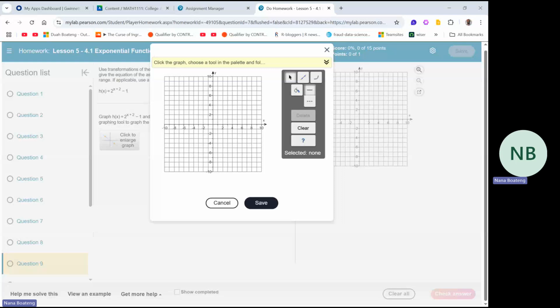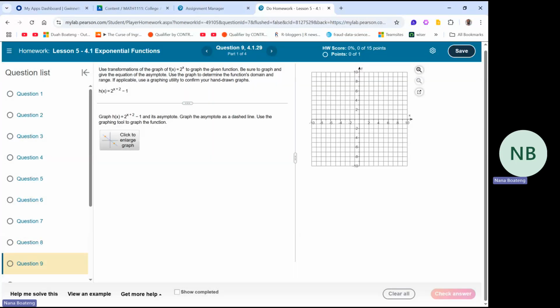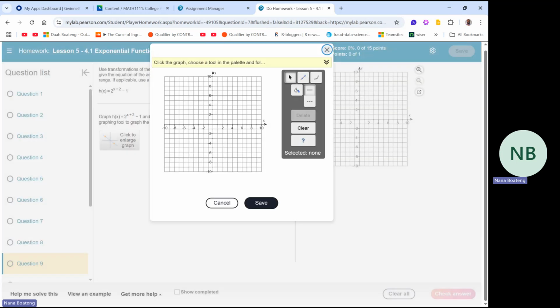So on Mylab, we have this. h of x is 2 power x plus 2 minus 1. All right, we want to graph this, right? And so the first thing that we do is we click this enlarge graph. And when we go to the enlarge graph, the first thing that we do is to draw the asymptote line. The asymptote line, like we found out earlier, was the line y equals -1.